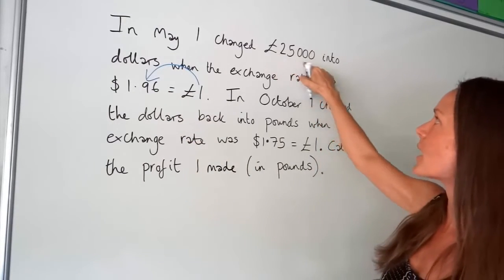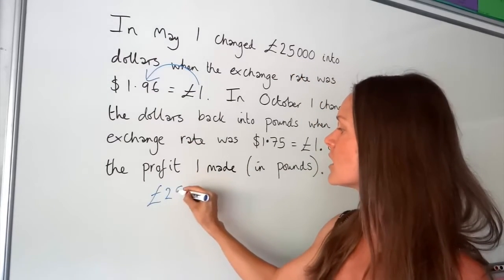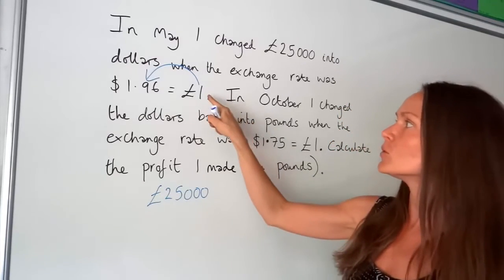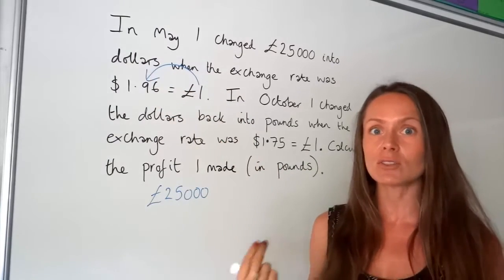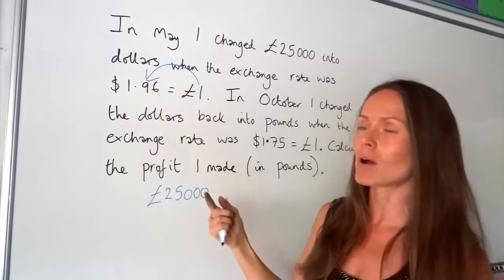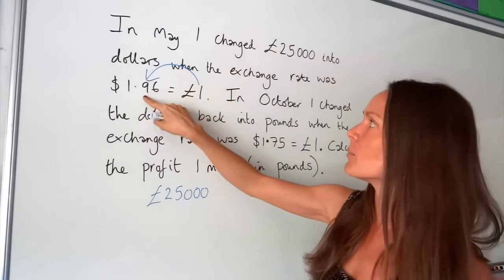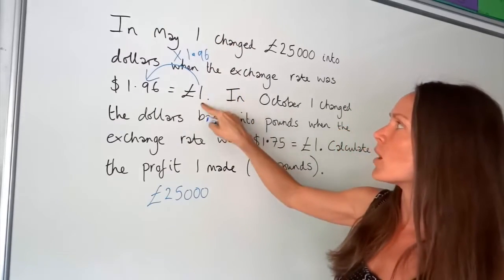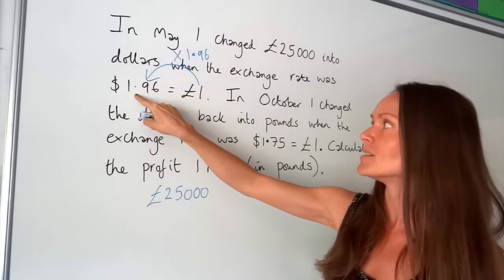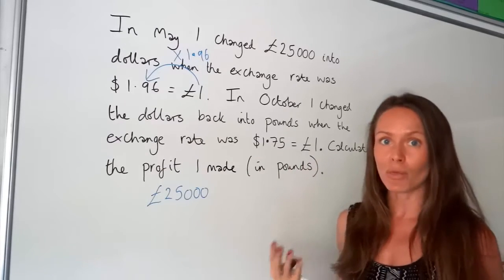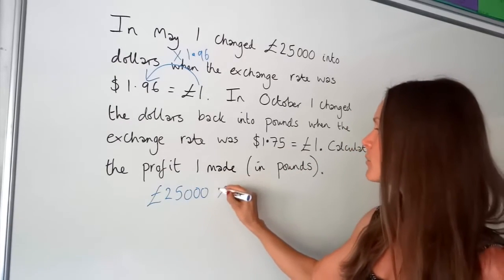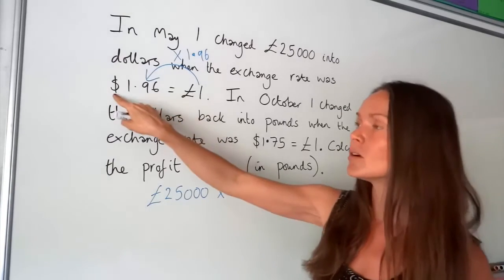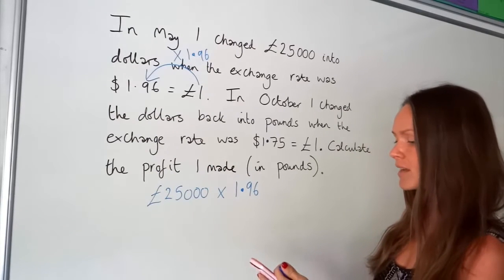I'm going to take my pounds here, 25,000, and work out what that is in dollars. Remember, to change, you're either multiplying or dividing by the number that's not 1. To get from 1 to this number, we have to multiply it by 1.96, because 1 times 1.96 gives me the 1.96. So I have to do the same with the money that I'm exchanging. I have to multiply that by 1.96 in order to turn it into dollars. Okay, so pop that in the calculator.